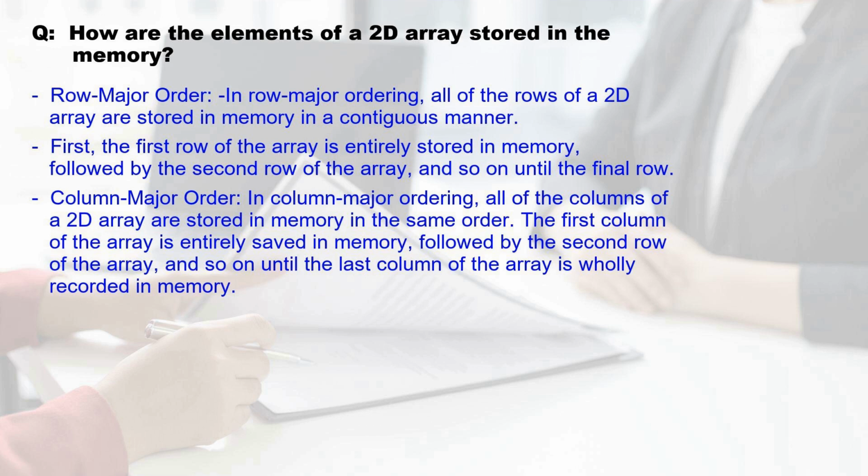Column major order. In column major ordering, all of the columns of a 2D array are stored in memory in the same order. The first column of the array is entirely saved in memory, followed by the second column of the array, and so on until the last column of the array is wholly recorded in memory.